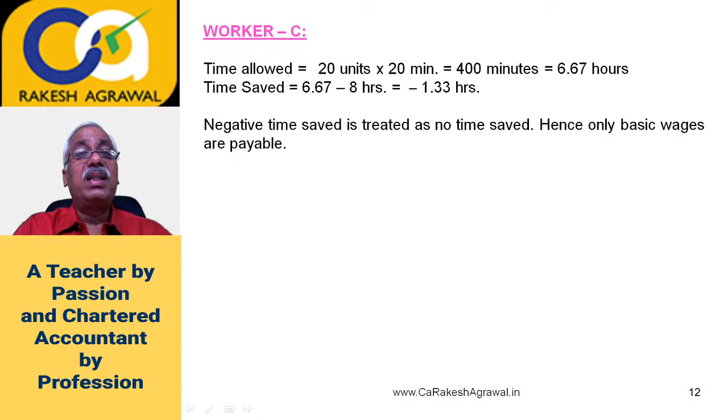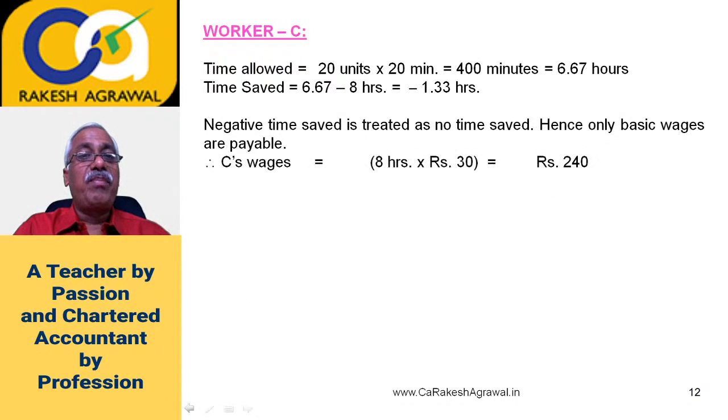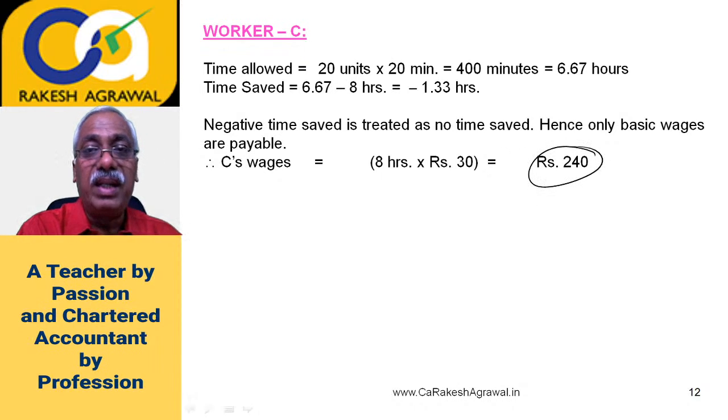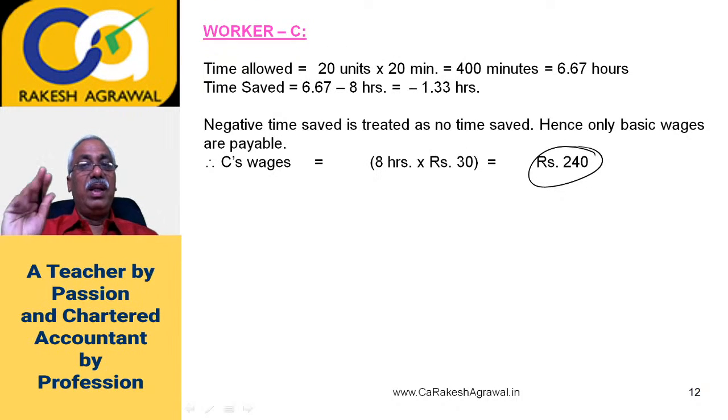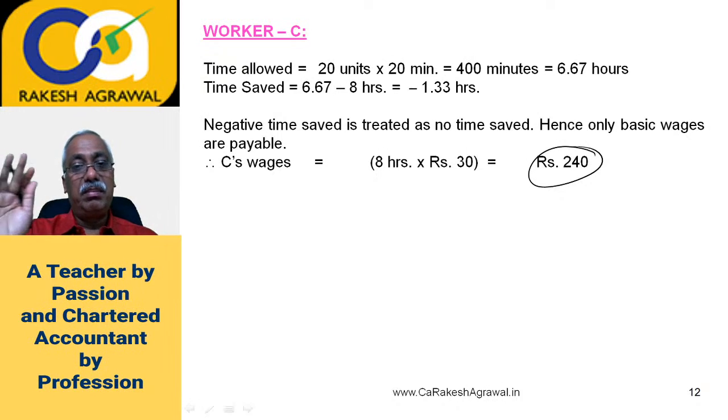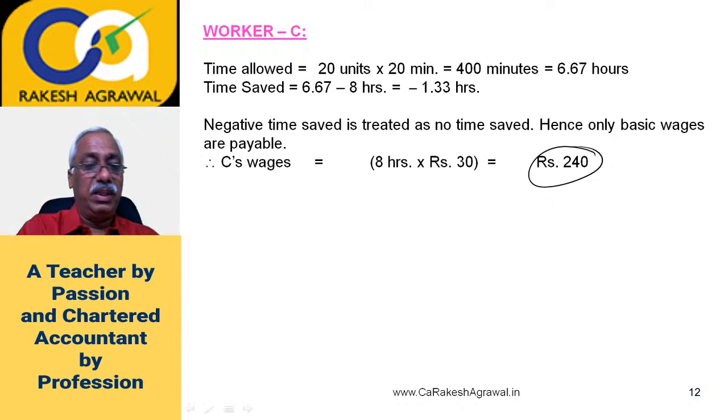So negative time saved is 0 time saved. But every worker is guaranteed to get basic wages. And therefore C's wages will be same, that is 8 hours into 30 rupees, that is 240. This 240 everyone will get. That is the peculiarity of this incentive scheme. As I had explained earlier, every worker will get basic wages and bonus will be given only to efficient worker. Inefficient worker will not get bonus, but every worker will get basic wages.